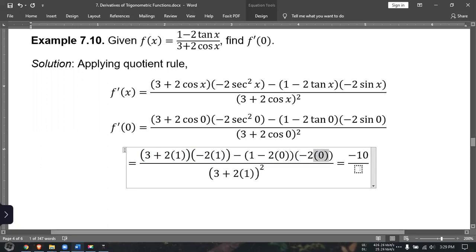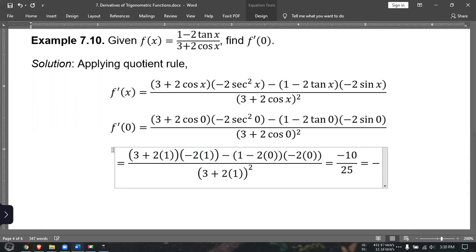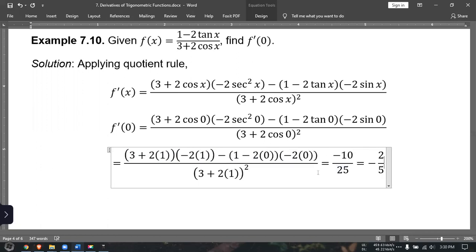That term is gone. We have now 5. This is 3 plus 2 times 1, which is 5 squared. Lowest term is negative 2. This is now our answer. So f prime of 0 is negative 2 over 5.